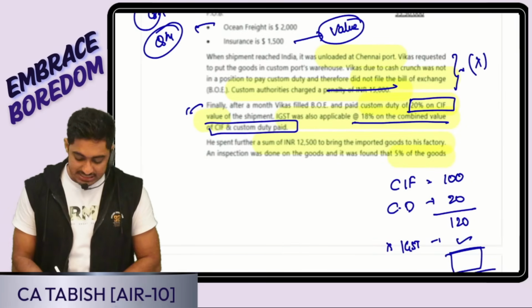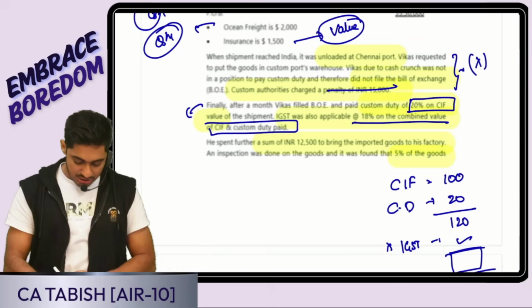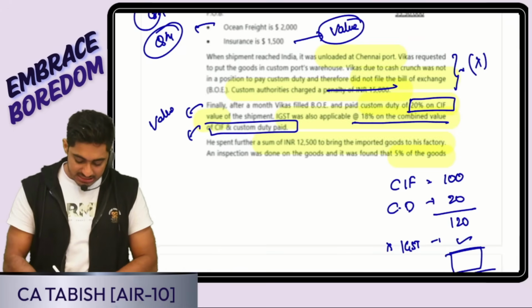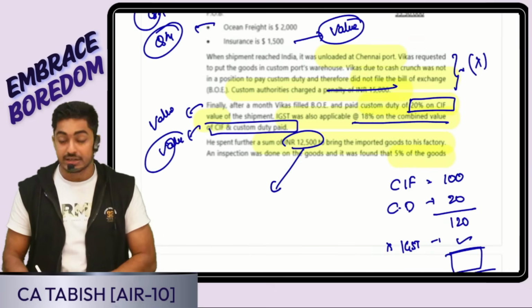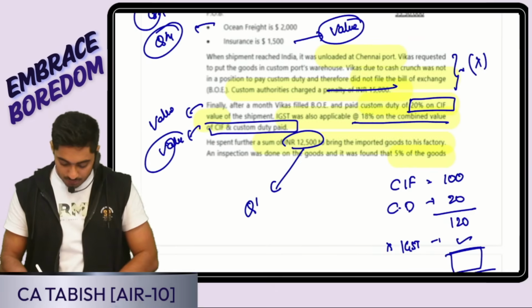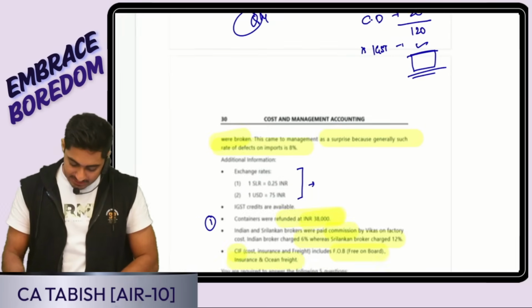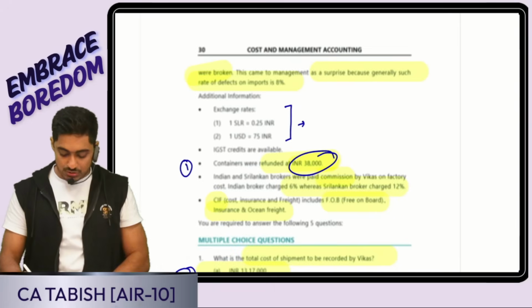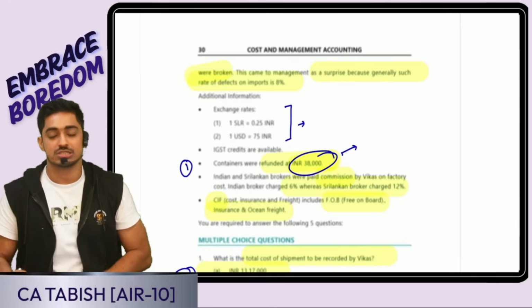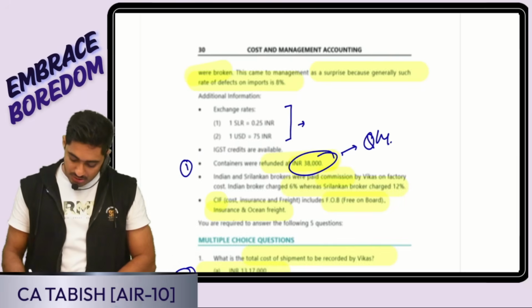You paid customs duty, in which ratio? In the ratio of value. You paid GST in the ratio of value. You incurred 12,500 freight to bring it to the factory, again in the ratio of quantity. Okay, fine, till here it is over. Next, container, 50,000 you paid for container, 38,000 you got back, 12,000 container cost, again in the ratio of quantity you will do. Yes or no? Yes.